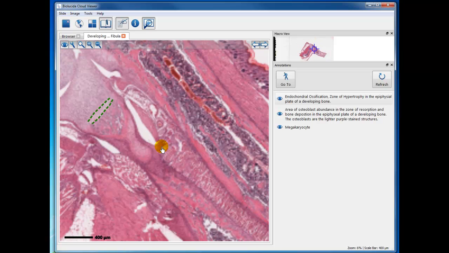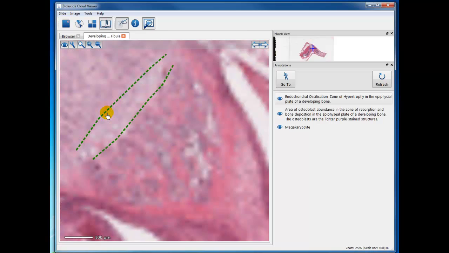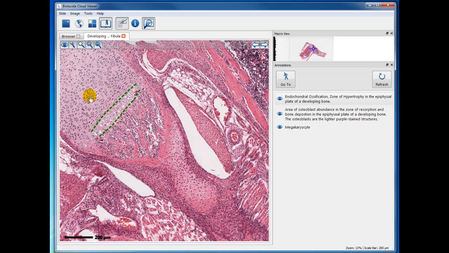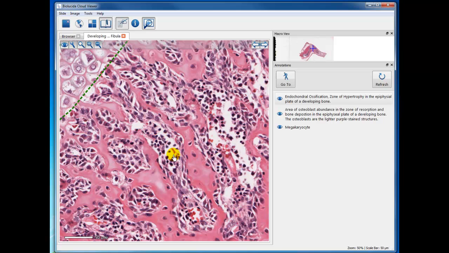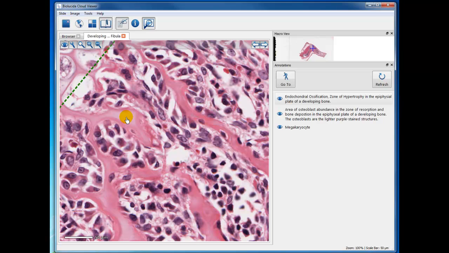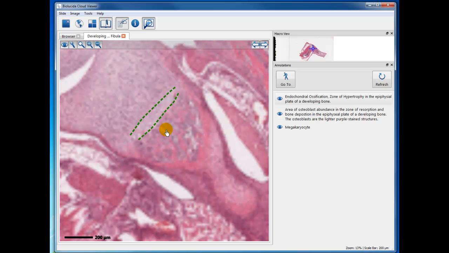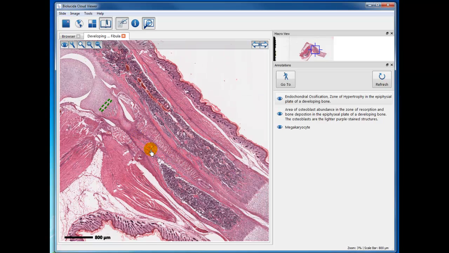There is another area down here where you can study the same phenomena, see the zone of proliferation, zone of hypertrophy, the zone of cartilage formation. In this case, the cartilage is the very light basophilic area with the bone osteoid forming around it, and then the osteoblasts out here. Okay, I think that's about all that I need to point out in this specimen.